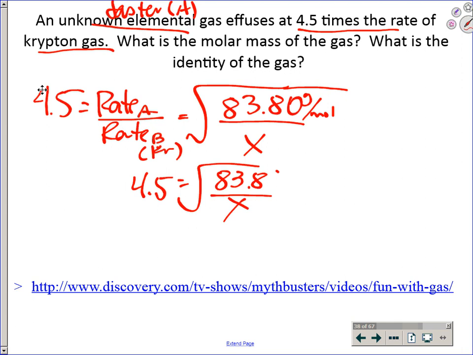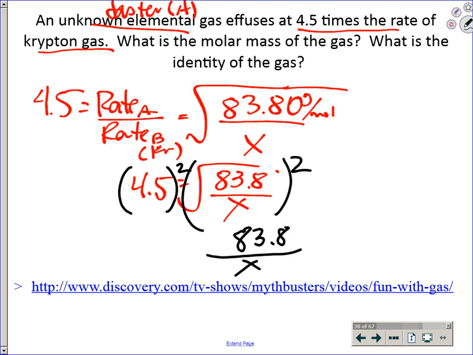Okay, so I can't pull x out because it is currently being square rooted. So what should I do first with the square root? Square it. You need the opposite of square root, which is squared. So we're going to square both sides of this equation, which is going to cancel out the square root to leave us with 83.8 over x is equal to, what's 4.5 squared? 20.25.